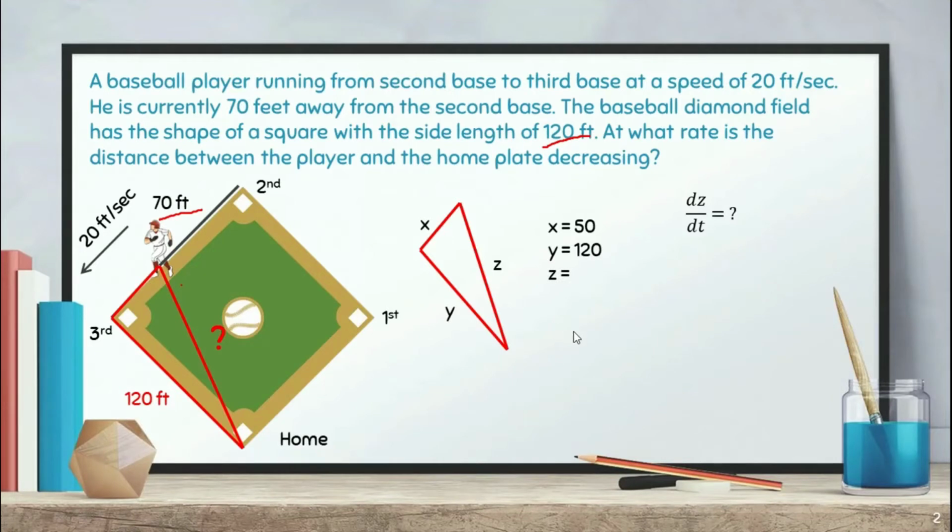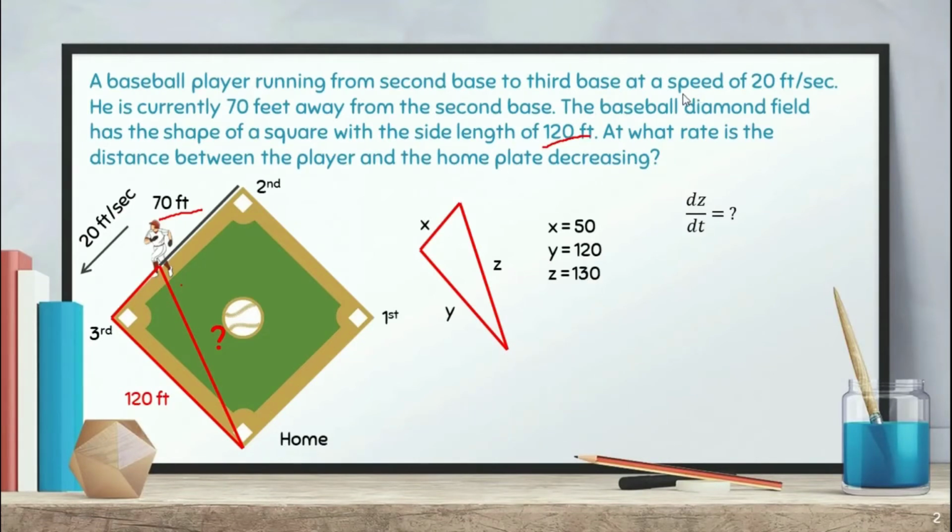So for our z, we can use the formula of Pythagorean theorem. So we have here z squared is equal to x squared plus y squared. So our x is 50, so 50 squared, and our y is 120 squared. So 50 squared is equal to 2,500 and the 120 squared is equal to 14,400. So now let us find the sum of these two. We can get 16,900. So to find the value of the z, we will square root both sides. So we will have z is equal to 130.